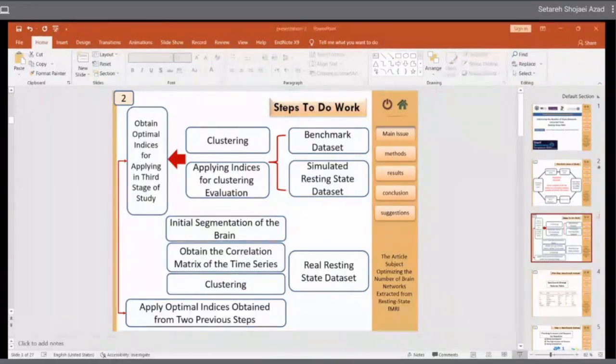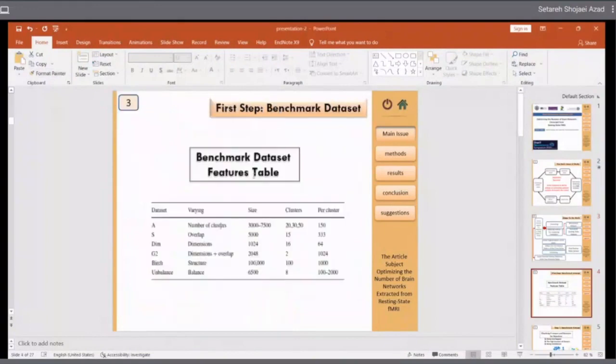Sorry, interrupting. Did you change your slide? Which number of slide are you on? Three. In your PowerPoint, it's number 2, right? No, it's three. But we are seeing number 2 of your slide. Now it's 3. Yeah, now it's three. Okay.